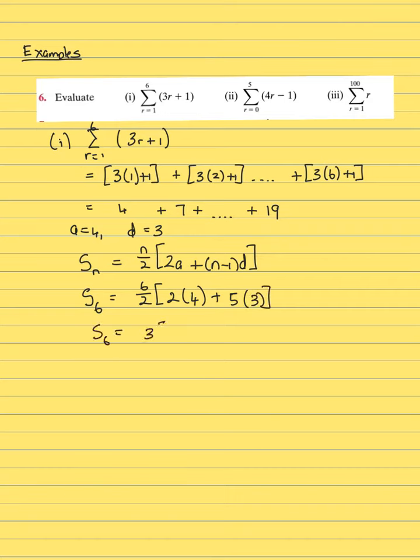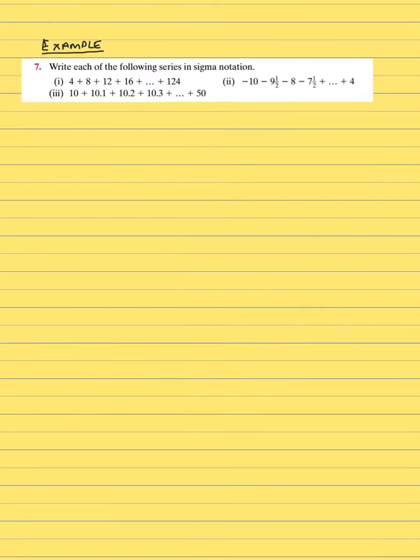And that gives us 3 times 8 plus 15, which is 3 times 23, giving 69. And therefore the sum from r equals 1 up to 6 of 3r plus 1 is equal to 69. In this example, we are asked to write these series in sigma notation. So again, we'll just take the first one.